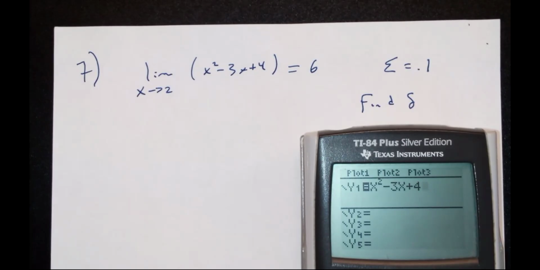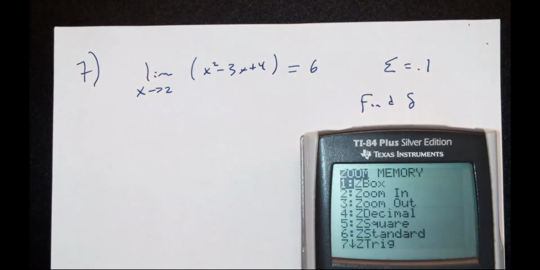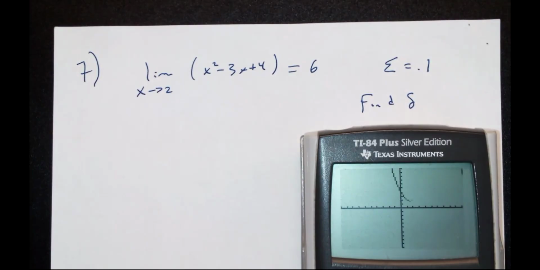And I really only care about what's going on near x equals 2. So I look at my standard picture. This is a parabola, an upward-opening parabola. And there's 2. And I claim that the limit is 6.